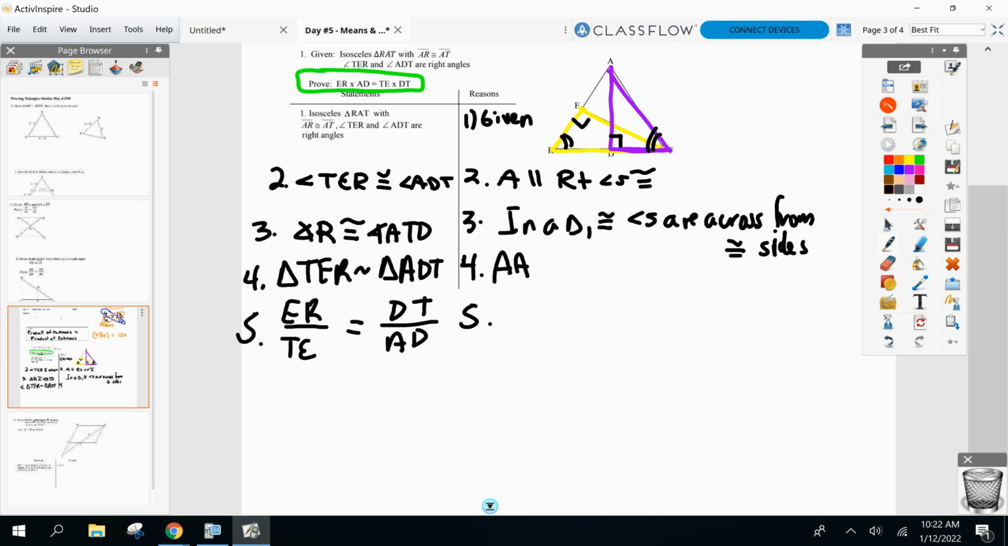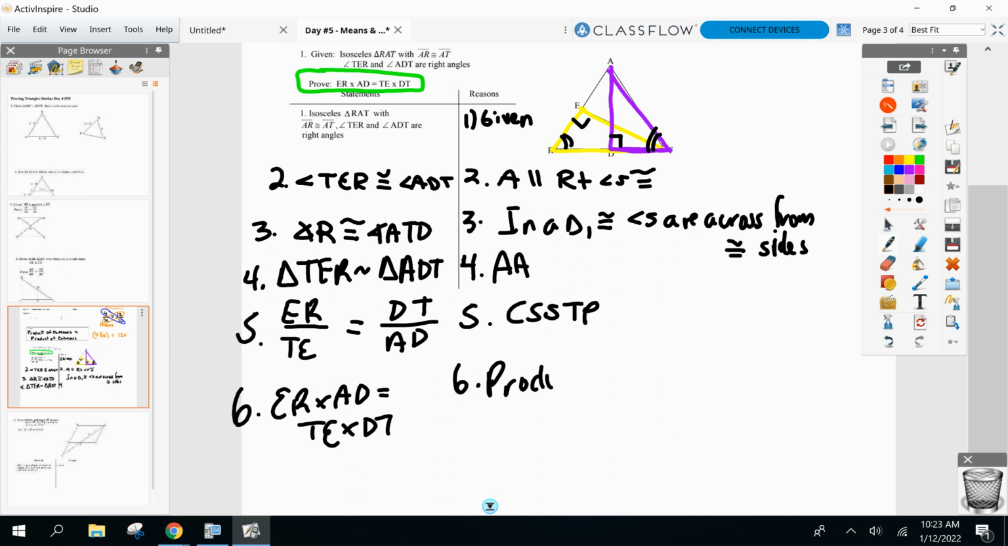What makes it true? Correct. Just like we did yesterday, corresponding sides in similar triangles are proportional. Now we just add an extra step today. Triangles are similar. Sides are in proportion. Now the means and extremes are equal. ER times AD equals TE times DT. Product of the means. Stretch out your wrist before you write this one. Equals product of the extremes.